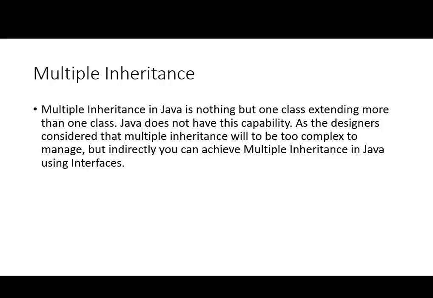Java does not have this capability, as the designers considered that multiple inheritance would be too complex to manage, but indirectly we can achieve this inheritance with the help of interfaces. So basically we cannot directly implement multiple inheritance in Java because of the limitations of inheritance, that we cannot inherit multiple classes at the same time. But if we are using interfaces, we can accomplish this approach by using interfaces rather than classes.